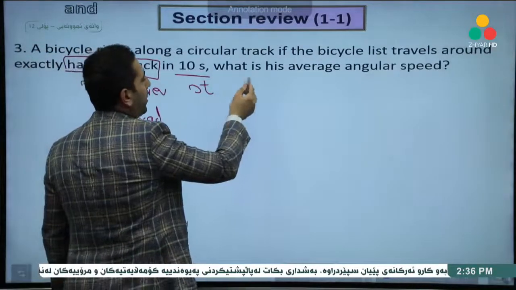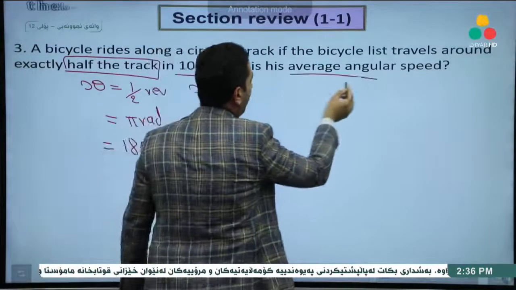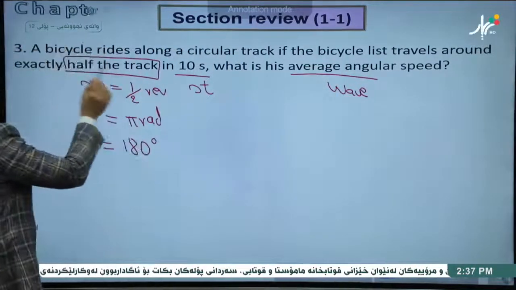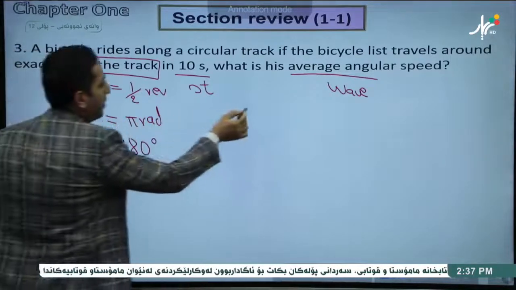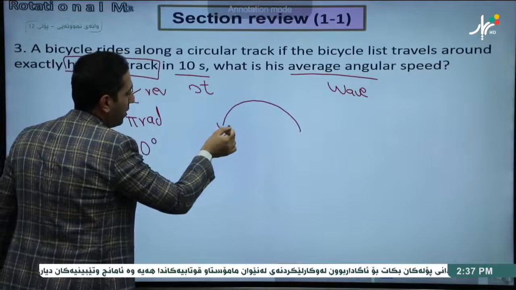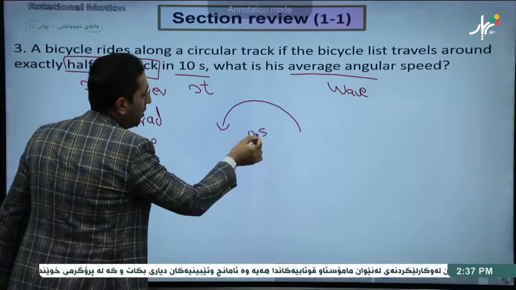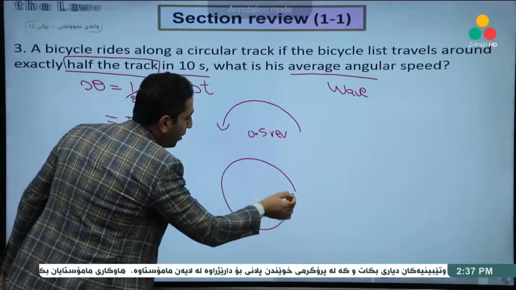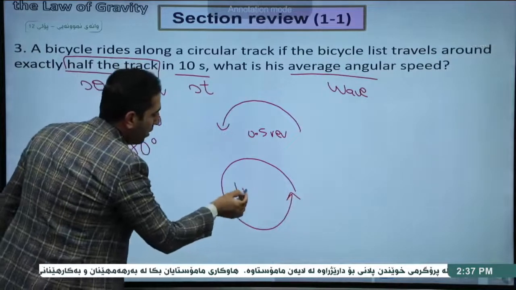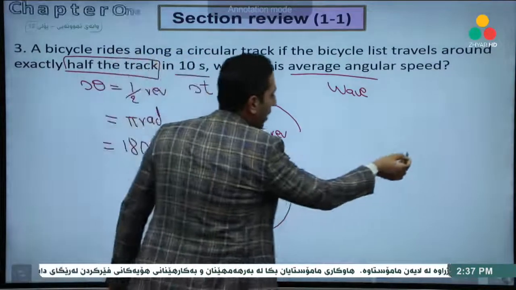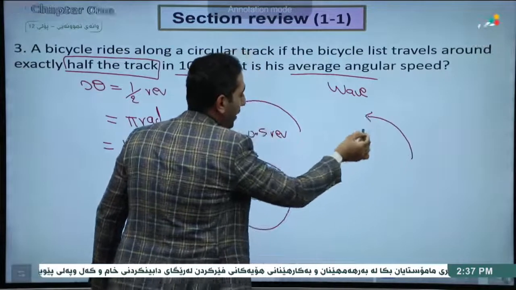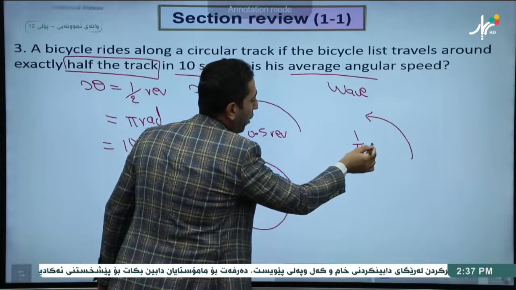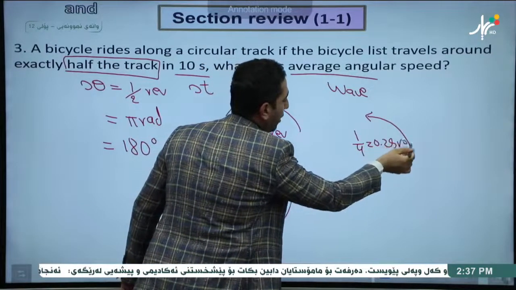What is its average angular speed? Find omega average. For half the track, 0.5 revolution, but for a full cycle, 1 revolution, and for a quarter cycle we have 1/4 or 0.25 revolution.